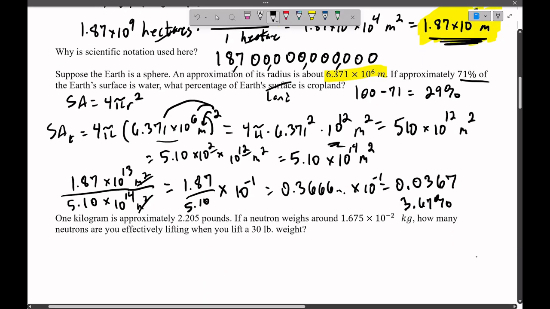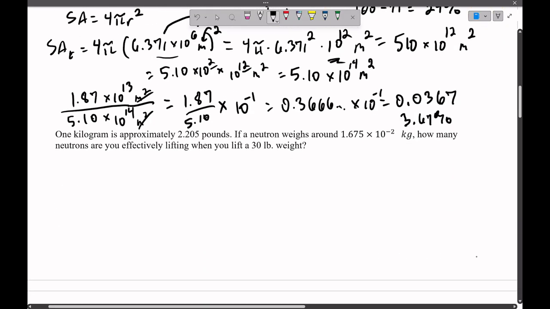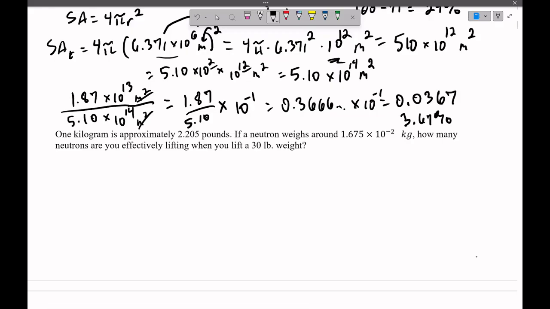Okay, let's move on. 1 kilogram is approximately 2.205 pounds. If a neutron, one of the 3 subatomic particles that make up an atom, weighs around 1.675 times 10 to the negative 27 kilograms, that did not correctly copy over, how many neutrons are you effectively lifting when you lift a 30-pound weight?